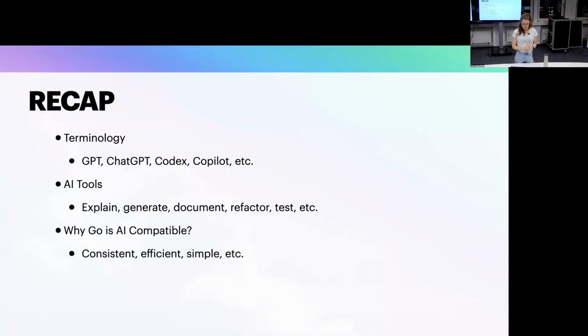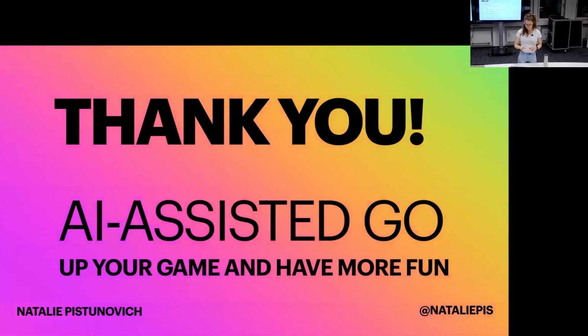We talked about the terminology. What is the difference between Copilot and Codex? We talked about what you can do with AI as tools. And there are not many tools right now out there. Obviously, it's in development. Obviously, there will be. But you will be able to do the same things, like explain, generate, document, and so on. And why I think Go is a future-compatible language in the context of AI. Thank you.